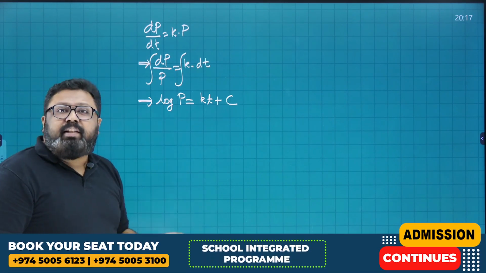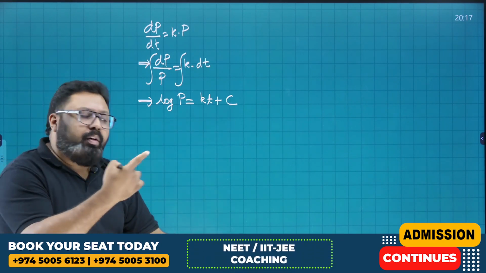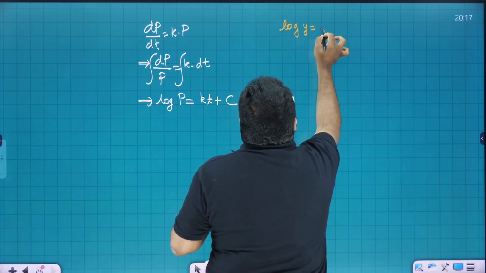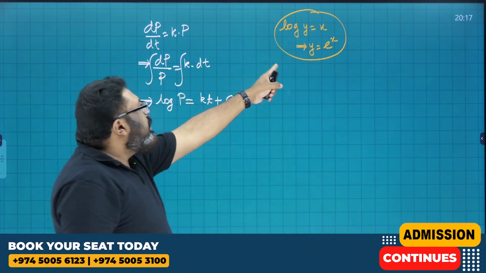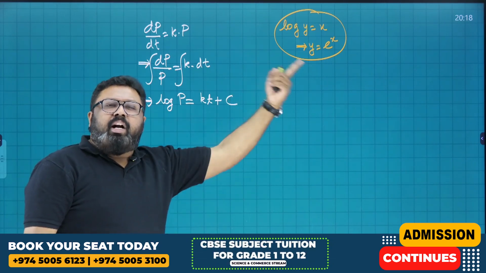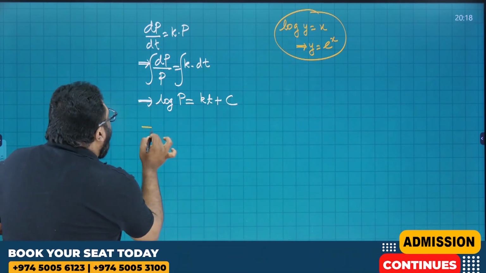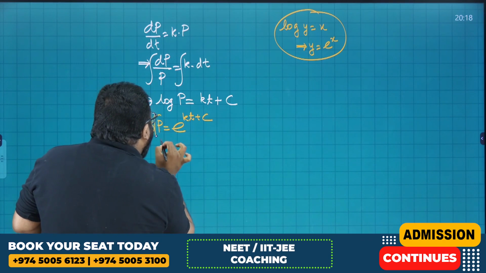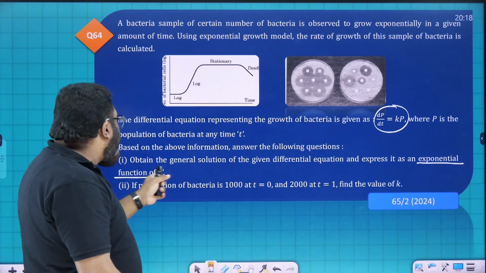I have been asked to express this in exponential form. This is a logarithmic form, not exponential. What is the inverse of log? Log y equals x implies y is equal to e raised to x. This is something that you need to know about the log and e functions. They're inverse of each other. So if you invert log to the other side, it will become e raised to the other side. So this is going to be what? p is equal to e raised to kt plus c. So I have expressed p as an exponential function of t.